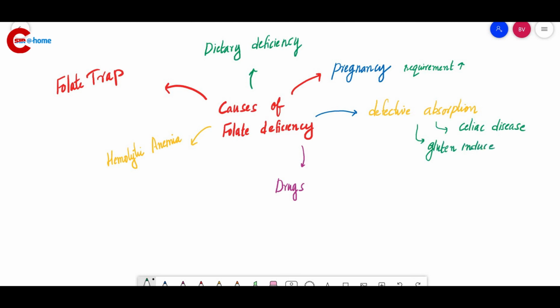Then drugs. Drugs inhibit intestinal enzyme that removes glutamate residue from folic acid. Monoglutamic acid form is absorbed. Then hemolytic anemia causes folic acid deficiency. Then dietary deficiency, that means absence of folic acid in our diet. Then the folate trap. Folate trap means when B12 is deficient in our diet, it will lead to folate deficiency.